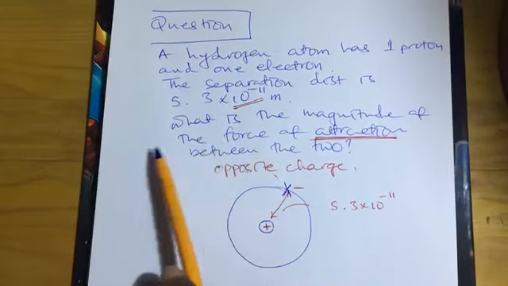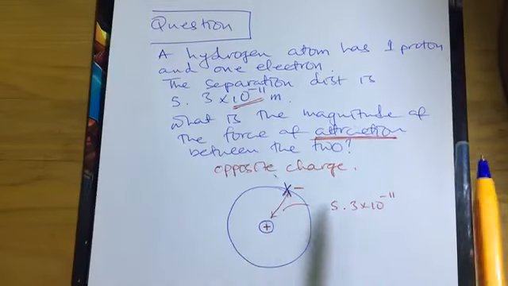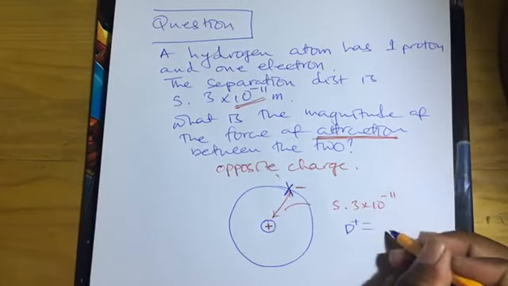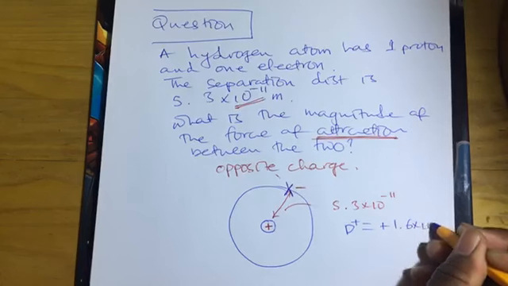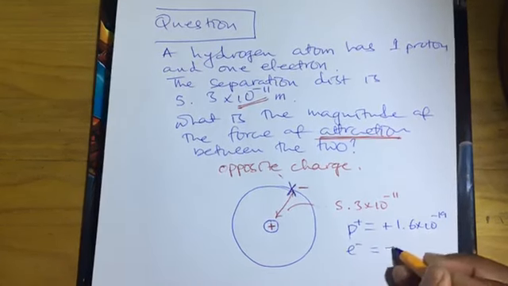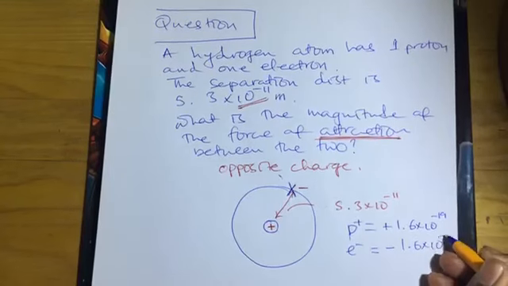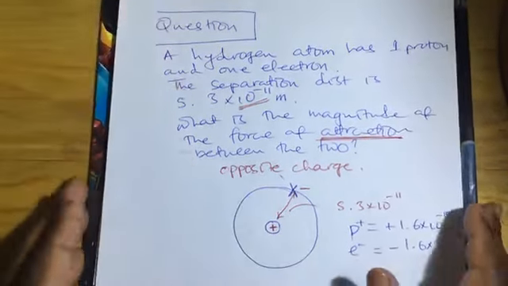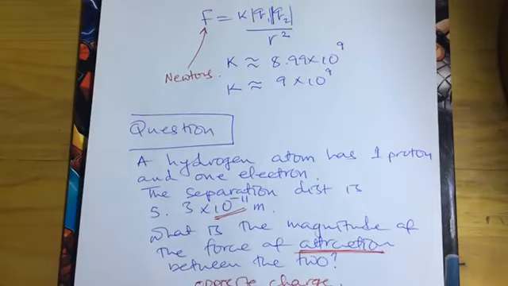Now, I want you to notice something. We have not been given the charge of an electron and we have not been given the charge of a proton. As a standard, remember I told you the charge of a proton is positive 1.6 times 10 to the power negative 19 coulombs, and the charge of an electron is negative 1.6 times 10 to the power negative 19 coulombs. You understand? So all we do is plug this into the formula that we talked about earlier. All right, easy stuff, easy stuff.